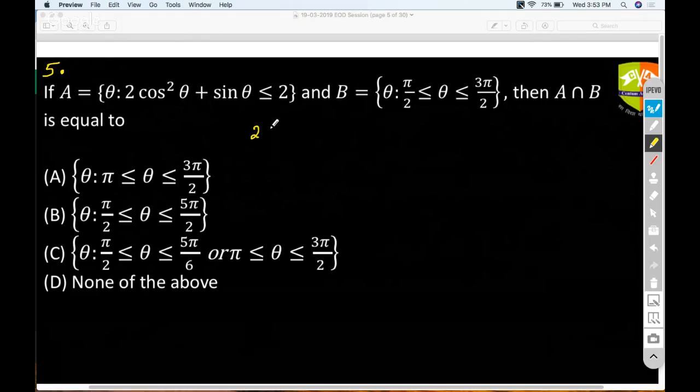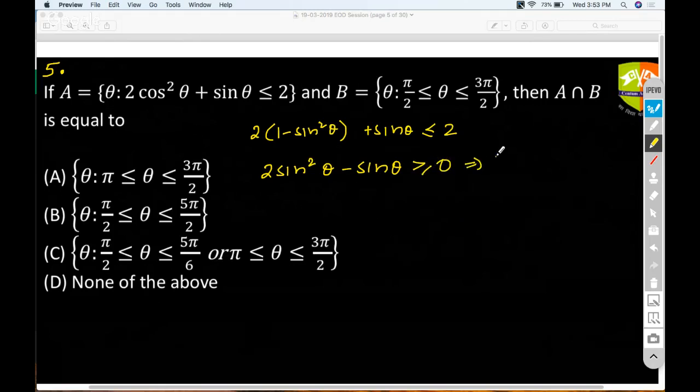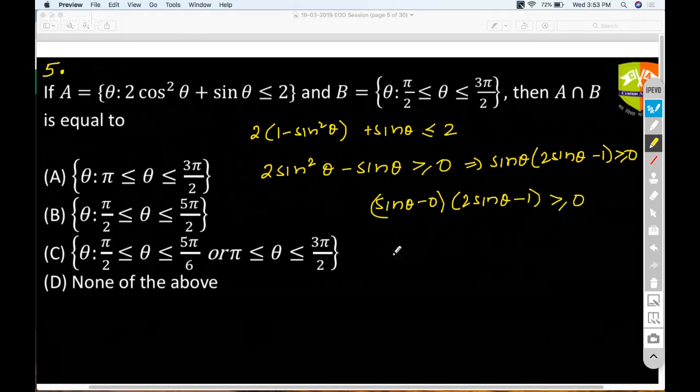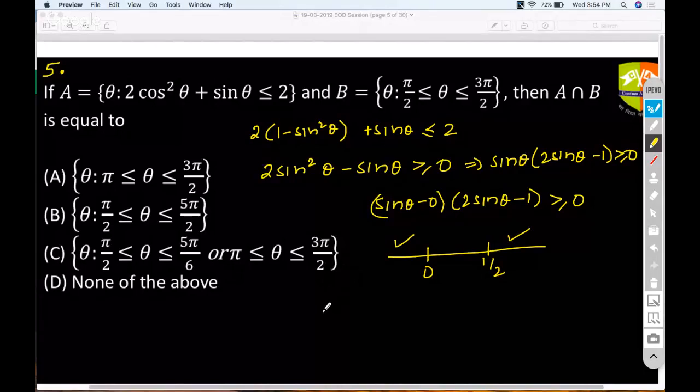So I can write 2 times 1 minus sine square theta plus sine theta is less than or equal to 2. Okay, so this can be written as 2 sine square theta minus sine theta is greater than or equal to 0. That means we can write this as sine theta times 2 sine theta minus 1 greater than or equal to 0. Okay. So if I make my wavy curve for this, my sine theta can either lie in this interval or this interval. Correct?